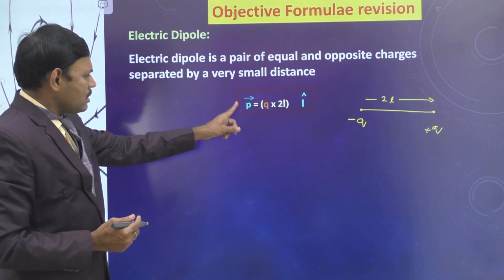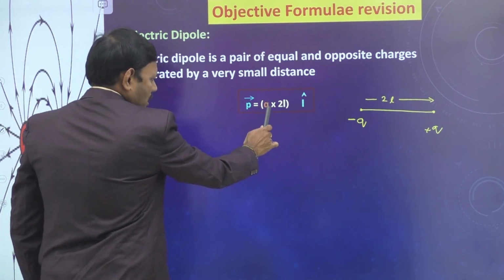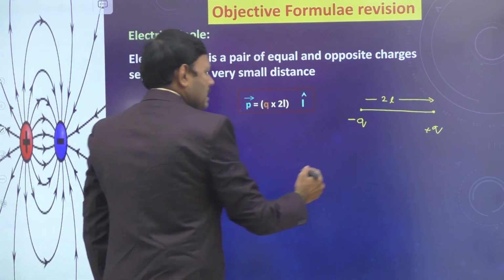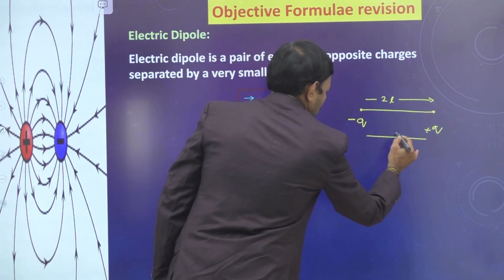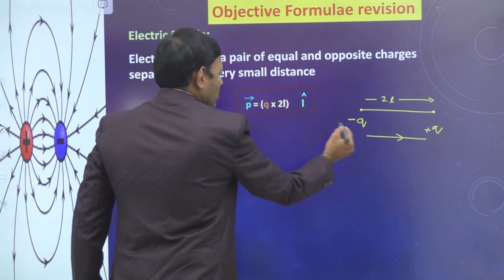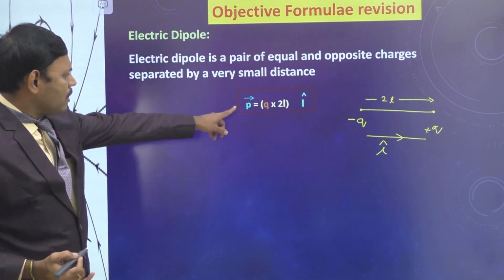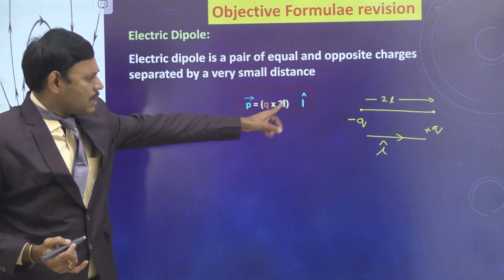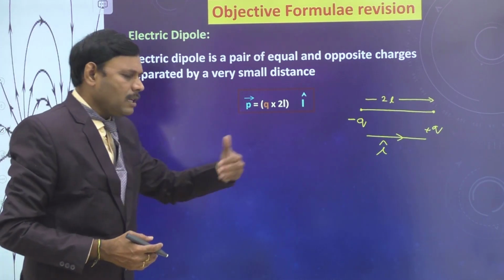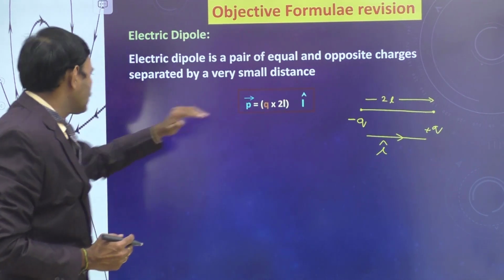Dipole moment is a vector quantity, and the magnitude of dipole moment is q into 2L, the product of charge and length of the dipole. The direction of dipole moment is from negative to positive charge. Unit vector along this negative to positive direction is p cap. For any further discussion of dipole, we apply dipole moment and its direction as explained here.